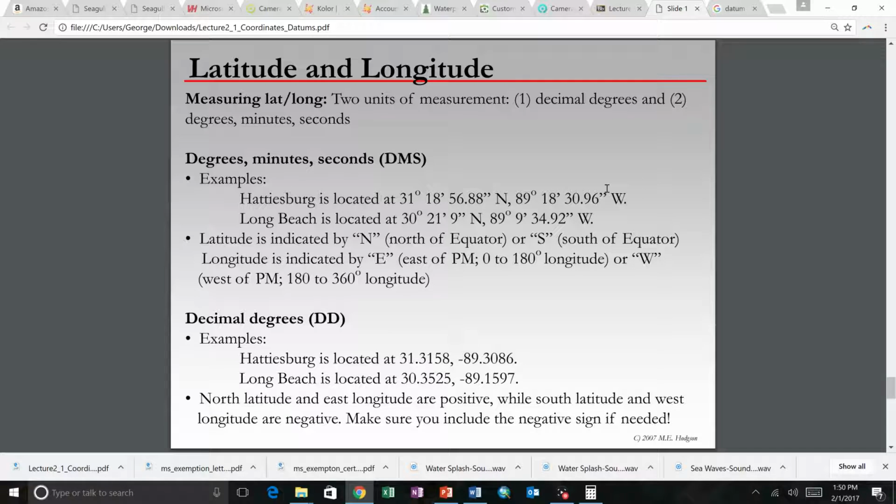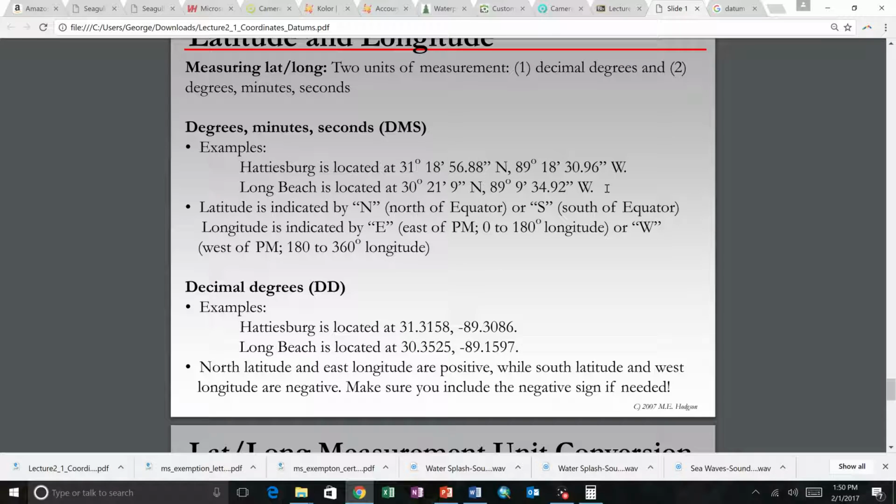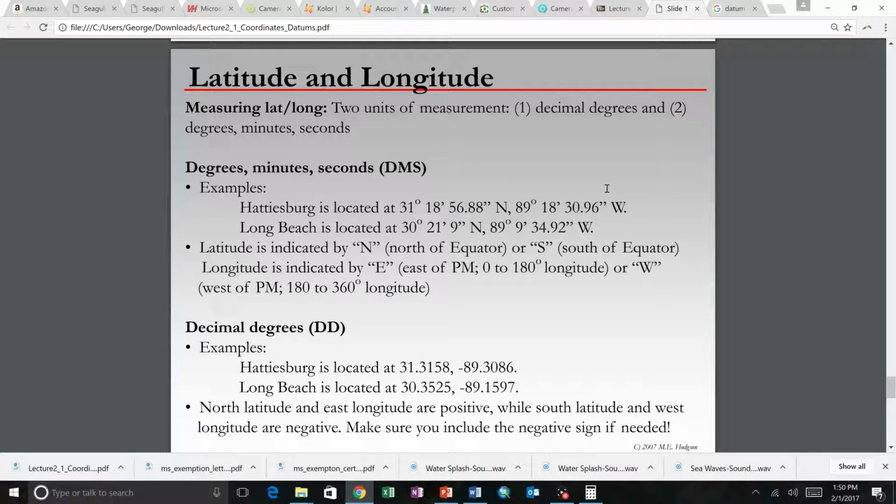Now, GIS systems usually deal better with real whole numbers. Sometimes you'll see degrees expressed as decimal degrees. Decimal degrees are simply the number of degrees and then point whatever. So this is still an angle. 31.3158 degrees north. And since it's negative, it's 89.3086 degrees west from Greenwich. Right? So I was wrong about it being 20. It's 30. Of course, Long Beach is getting close, right at a little bit above 30.